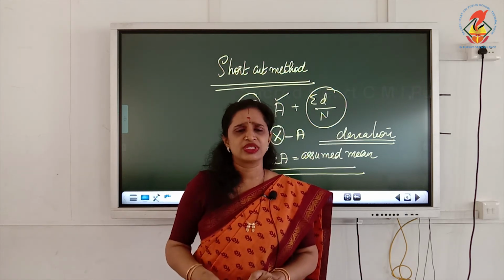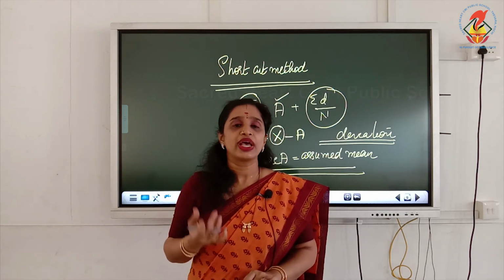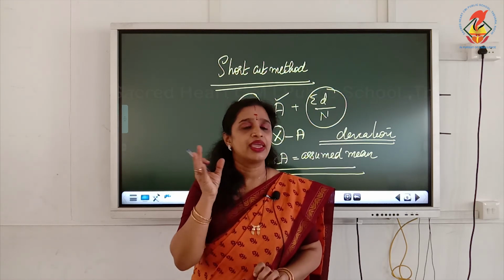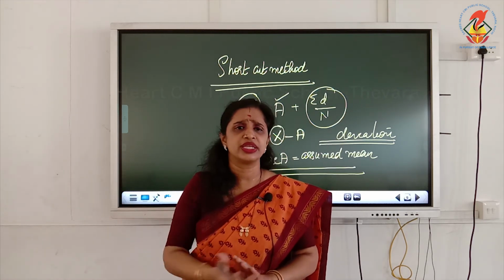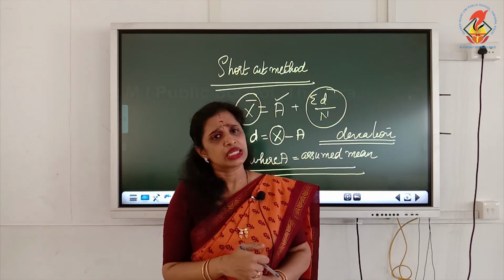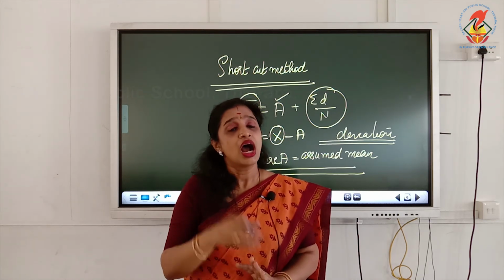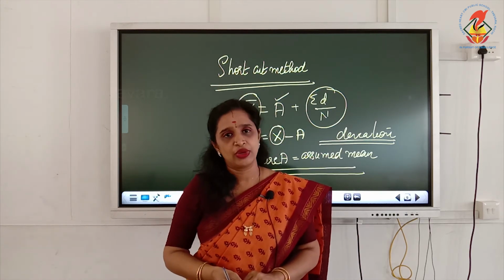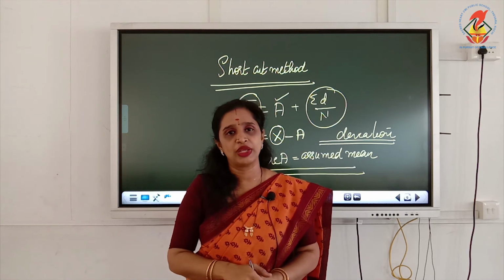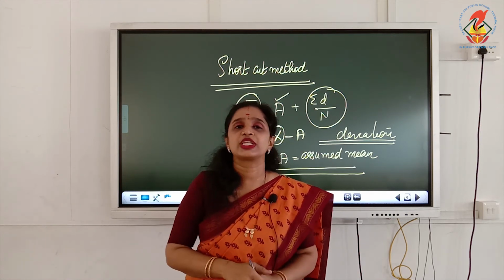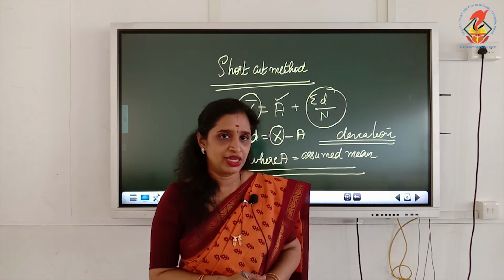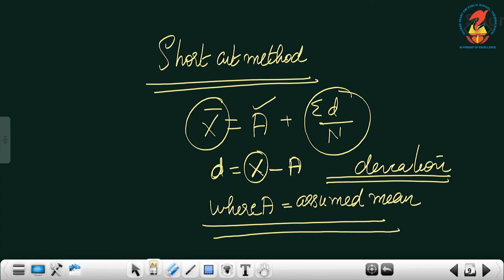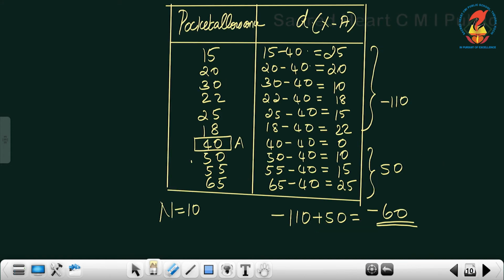From the x values, take any value as an assumed mean, that is A. After finding this assumed value, take all the corresponding x values and deviate them from the assumed mean. Now, let us see how we do that. After that, you have to apply the formula x bar is equal to A plus sigma d by n.